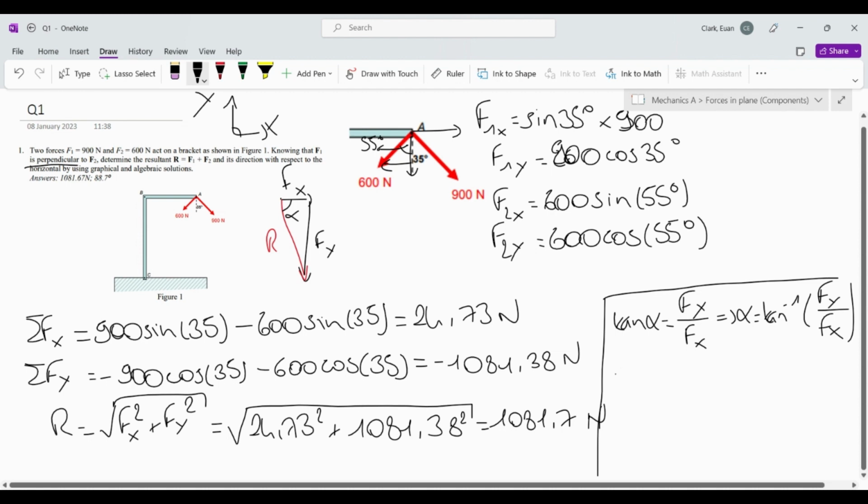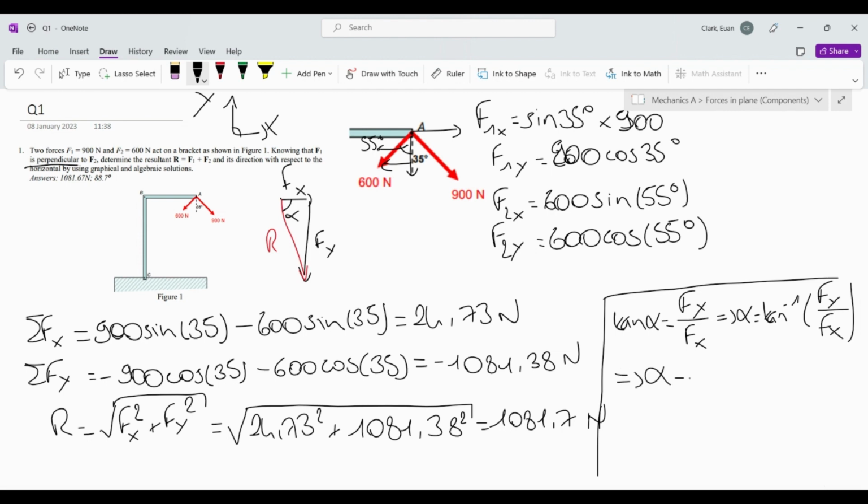And so alpha is simply equal to 88.7 degrees. And there we go. So this angle represents the angle between the resultant force and the horizontal axis. So there you go, that's for question 1.